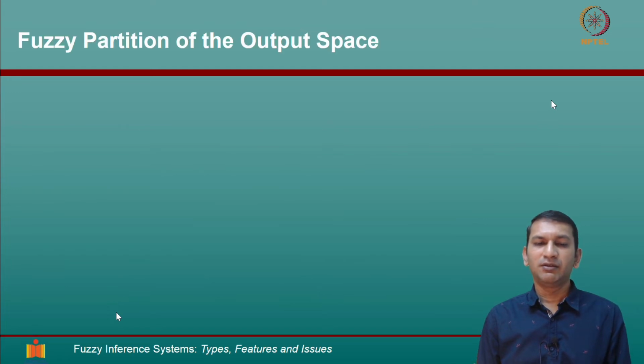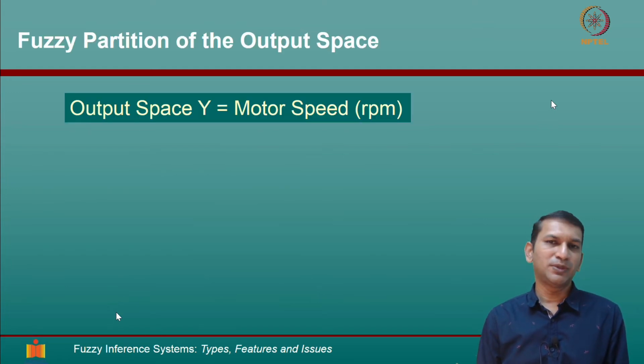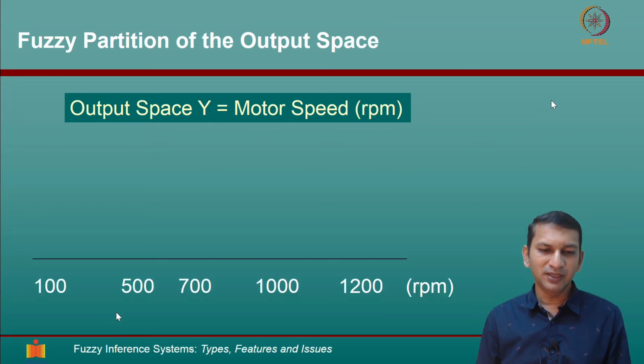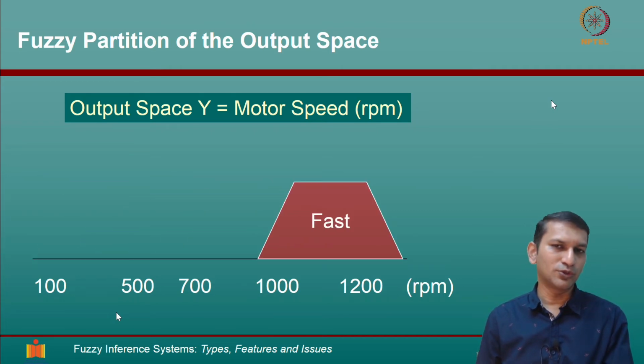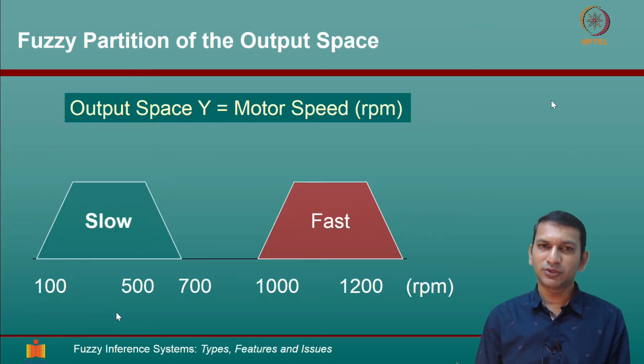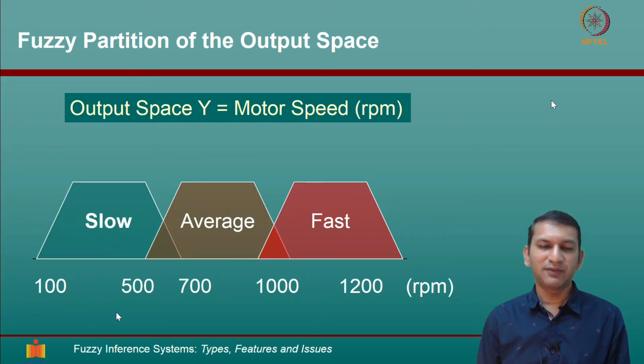Next, the logical step is to partition the output space. The output space is y, which consists of motor speed. Let's assume that these are the motor speeds that we have in terms of RPM. And for the moment, let's have only 3 output fuzzy sets. Fast, which should of course look like this, somewhere on the right extreme. Slow, which is on the left extreme, and average. So let's assume that these are the only 3 fuzzy sets we are going to have on the output domain.